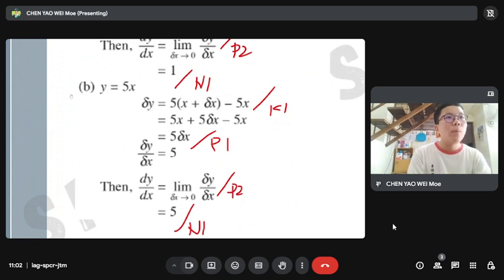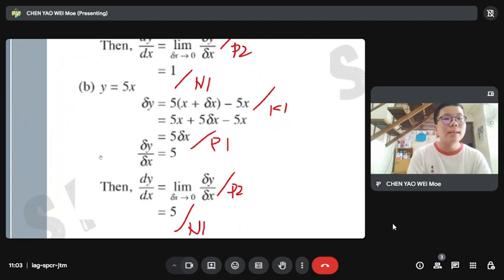Because I say that y equals 5x, delta y plus 5x equals 5 times x plus delta x, where I substitute x with x plus delta x. I move the 5x from here to here to subtract it, and I expand to become 5x plus 5 delta x minus 5x. So I cancel out the two 5x terms and it becomes 5 delta x. I divide, and I get delta y over delta x is 5.